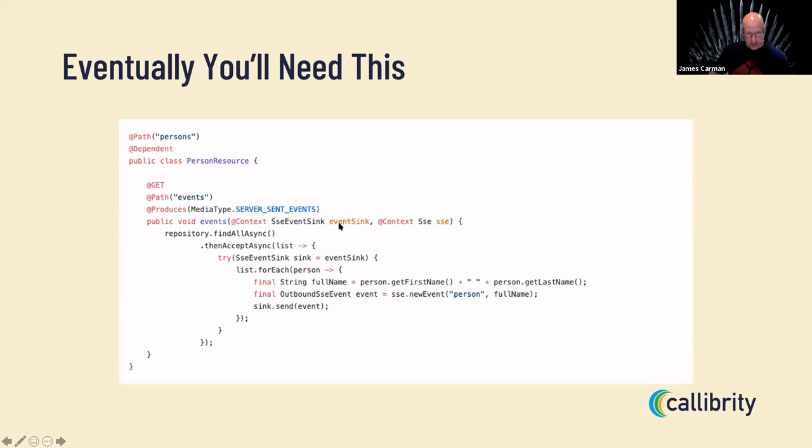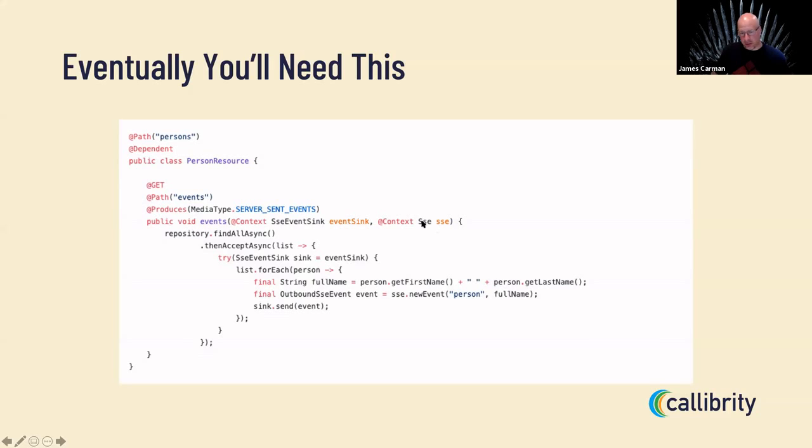These two types of contextual objects are automatically supported. You can get those on these type of methods. If you do produces server sent events, these will now be available. The SSE event sink is a place where you can send server sent events. We go through and get all the people and send them as events.